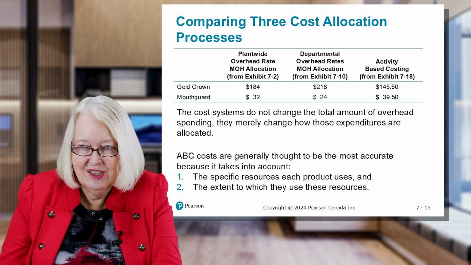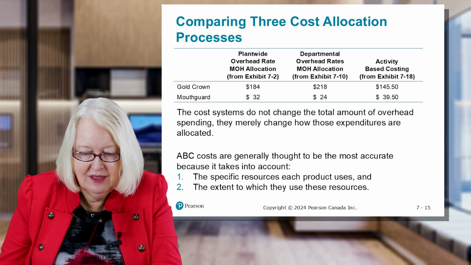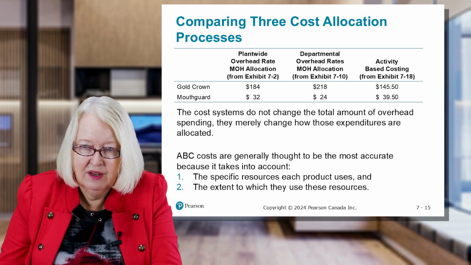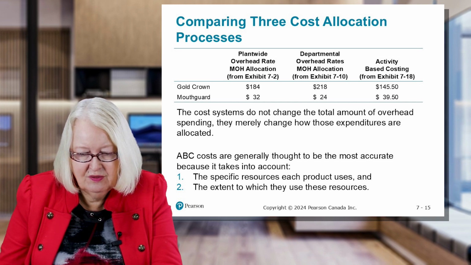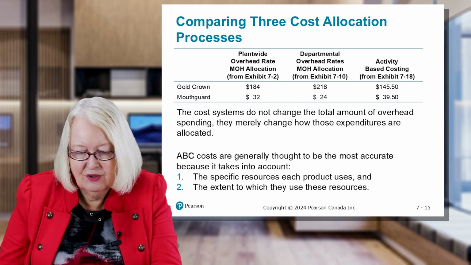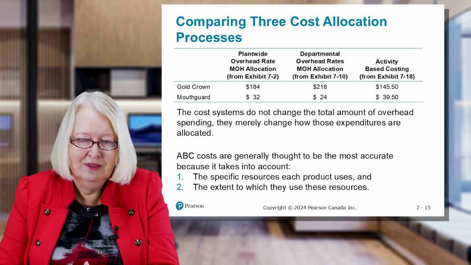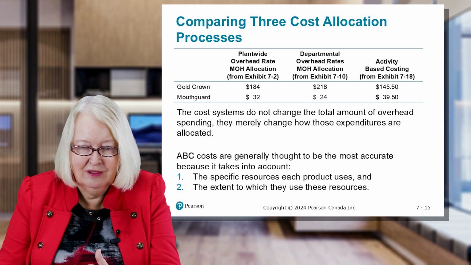The first one was the $16, the plant-wide overhead rate. Then we got a little bit more accurate here because with the departmental rate, we looked at how much of fabrication and how much we were using for each of these products. So here we come up with, on activity-based costing, $145.50 for the gold crown and $39.50 for the mouth guard. So it doesn't change the total amount of overhead. The overhead is still the $1 million.